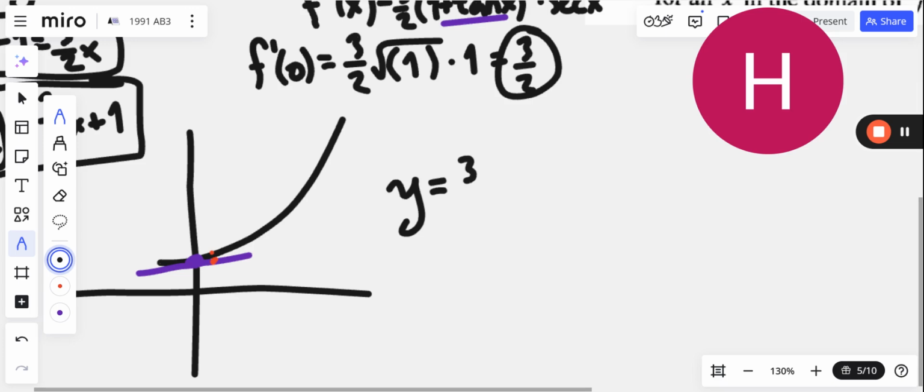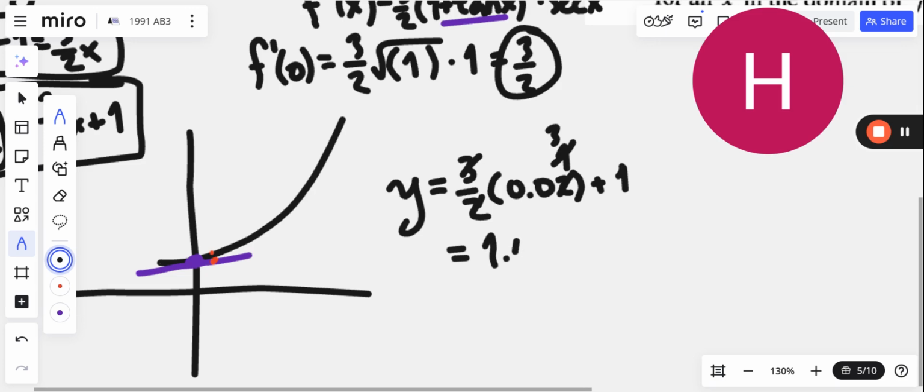So it's going to be 3/2 times 0.02, because that's where we want to approximate it, and then plus 1. So divide this by 2, you get a 1. Multiply it by 3, you get a 3. So this is just going to be 1.03. We said that it's approximately.